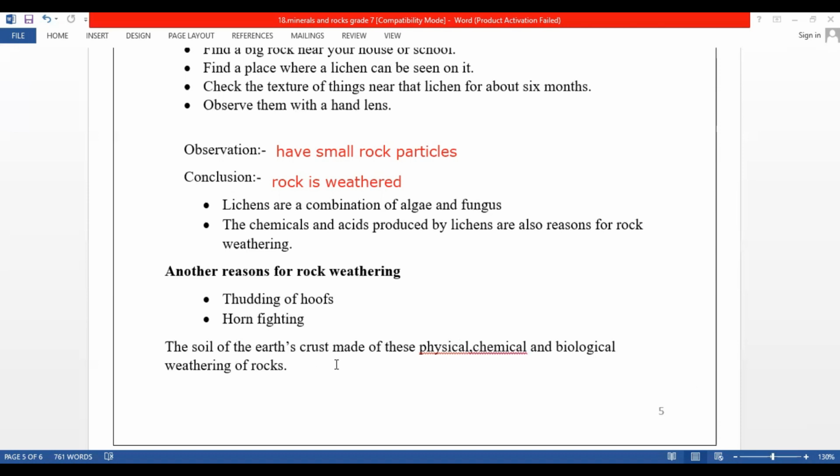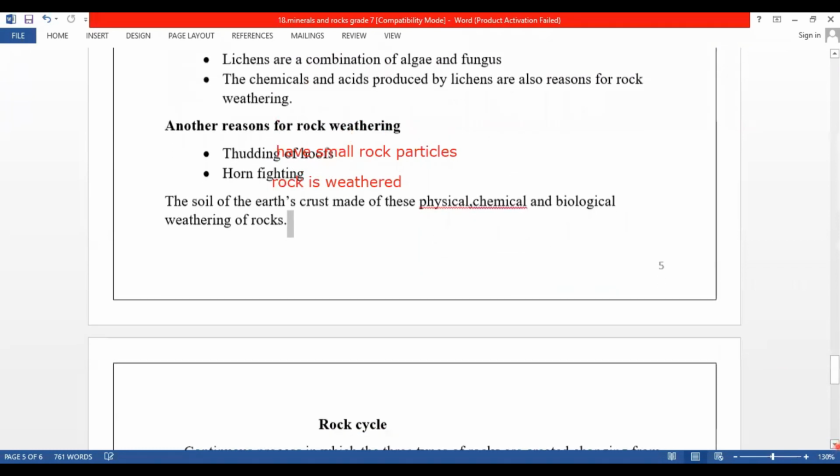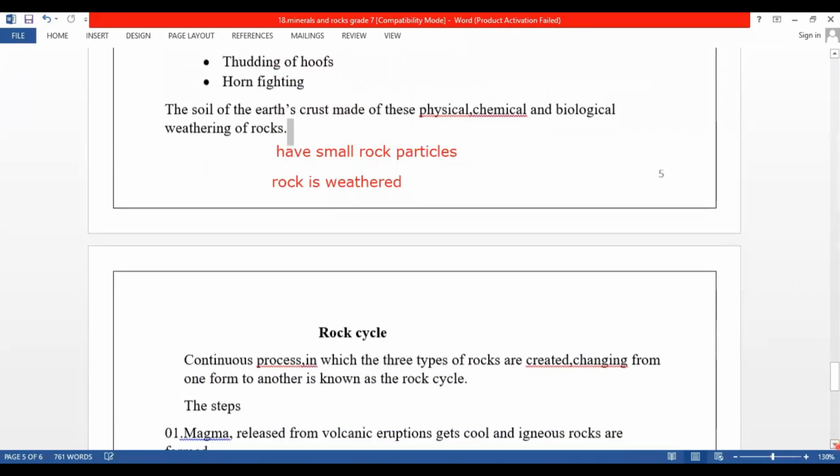The soil of the Earth's crust is made of these physical, chemical and biological weathering of rocks. That's how our soil has been made, because of the 3 types of rock weathering. Now the new topic, rock cycle.